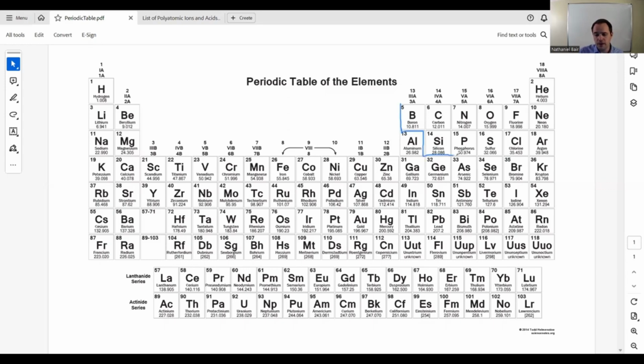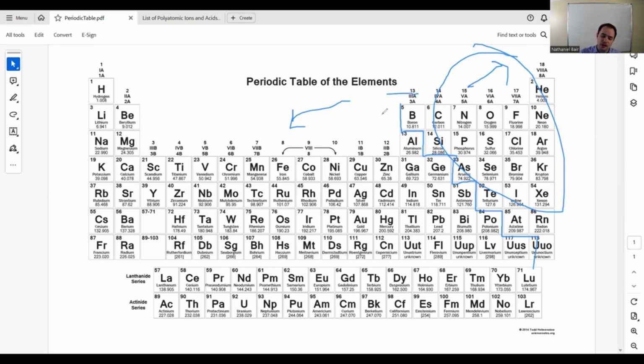So that staircase is going to be ridiculously important when we get to naming, because ionic compounds are going to be compounds that have something from the left, a metal, and something from the right, a non-metal. And covalent compounds have only non-metals. So that staircase is your guide to figuring out, am I going to name this like an ionic compound, or am I going to name it like a covalent compound? More on that in about 45 minutes, okay?